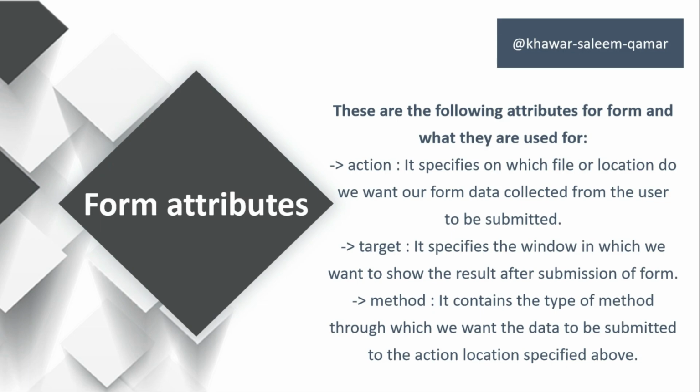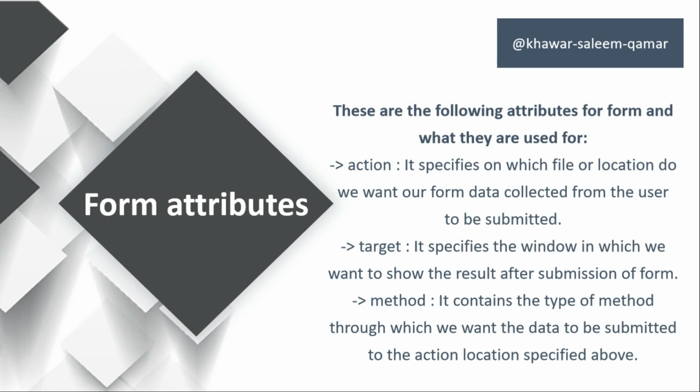And the next important attribute is method. Now this method has two types, post and get. With the get method, if we provide get as the method in the form attribute, the data that is collected from the user would be provided inside the URL. Whereas if we provide post as the method, then the data would be in post form and it would not be provided in the URL. Going forward, when we create a project about a login and sign up page, you would get a better understanding of how this post and get data is sent to our action location.